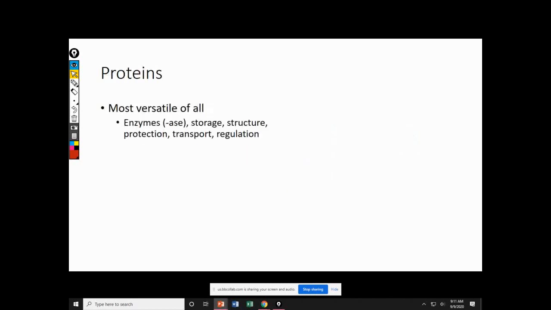So this is just a general list of all the things that proteins can do. Proteins make up the core of enzymes. You'll recognize an enzyme over the course of the semester because they generally have an ACE ending. So lactase is an enzyme that breaks down milk sugars. Proteins work for storage and structure. We eat protein to help build muscle.